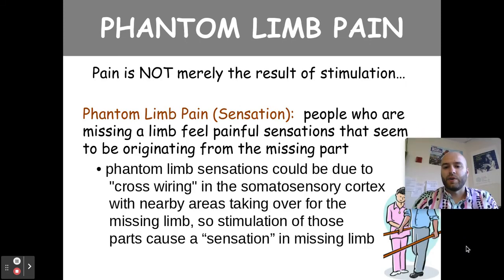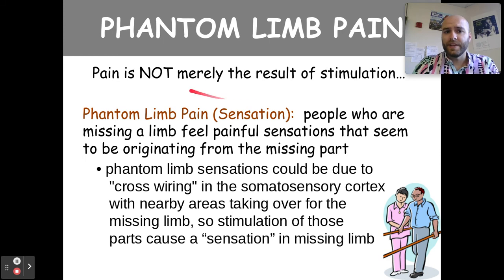Now, there is an interesting topic called phantom limb pain. In this situation, we know that pain is not merely the result of stimulation. It's not merely physical because of these examples. Phantom limb pain is in people who are missing a limb. You can think of soldiers who have amputations from an injury, or a diabetic who's had to have their foot amputated, or someone who has lost a limb for some reason. But those people still feel painful sensations that seem to be originating from the missing piece, right? If I didn't have my left arm and it was amputated and I, for some reason, was still feeling pain as if it was still there.